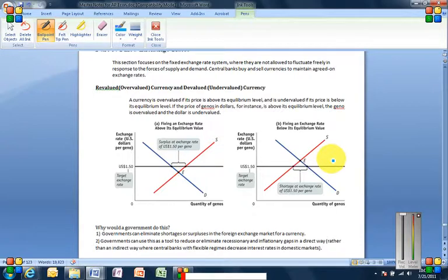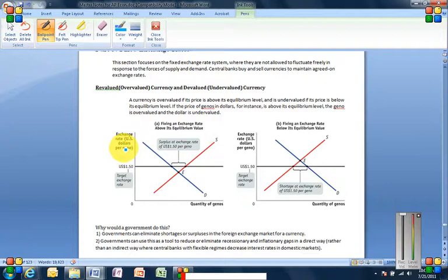On the right-hand side, that would be an example of taking some action to have the price of the currency below the natural equilibrium. It's called devaluing or undervaluing currency. And in these examples, we're using a hypothetical country named Genovia. And so you've got the quantity of genos at the bottom, and then you've got the exchange rate of US dollars per geno on the other axis.